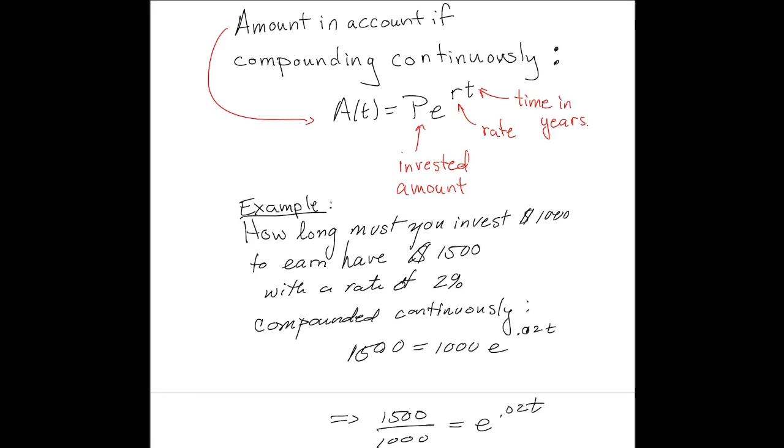Let's do an example. How long must you invest $1,000 to have $1,500 with a rate of 2% annually? That's the interest rate, and you want to compound continuously. So let's identify these values. 2% is 0.02. 1,000 is how much you invested. 1,500 is how much you want, and you're interested in knowing the time. So we are solving for t.